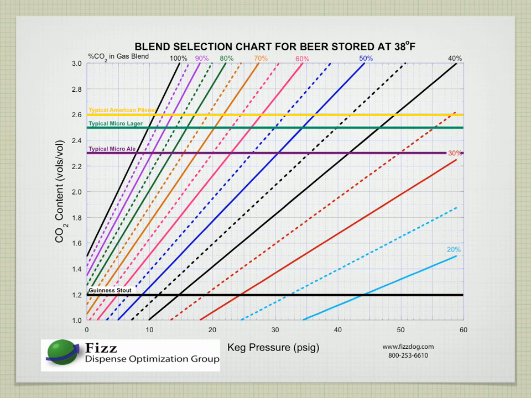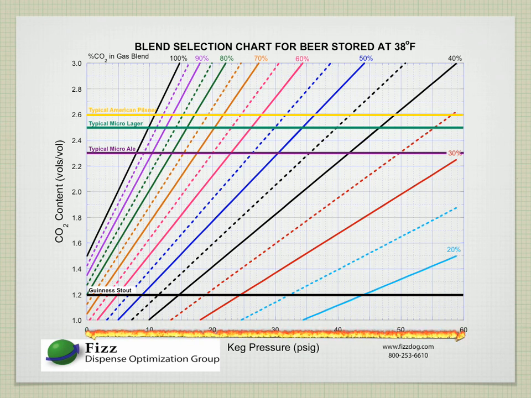This is our basic blend chart. You will see on the left-hand side CO2 content volumes per volume, and that ranges from 1.0 to 3.0. At 1.2, you have Guinness Stout. That is also any nitrogenated beers, Boddingtons, Murphy's Irish Stout, and so on. At about 2.3 volumes, you have typical micro ale, which are imports, and also microbreweries beers typically are in that range. And then the mass market beers domestically are somewhere between 2.6 and 2.8. We use kind of 2.7 as a good ballpark.